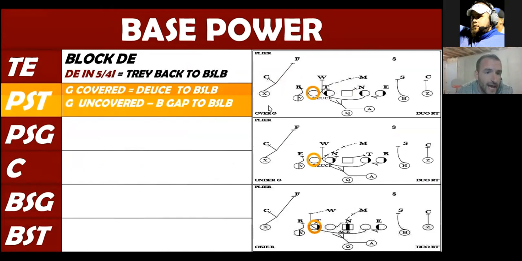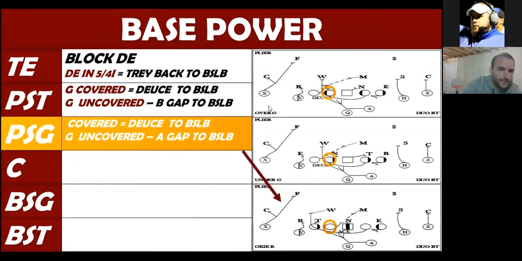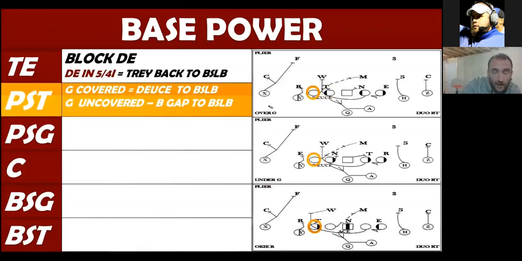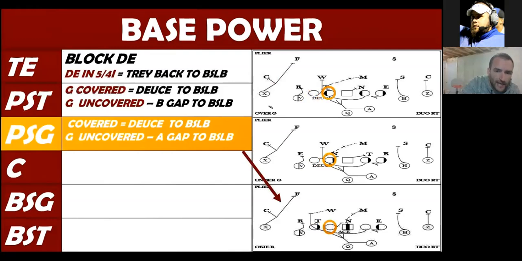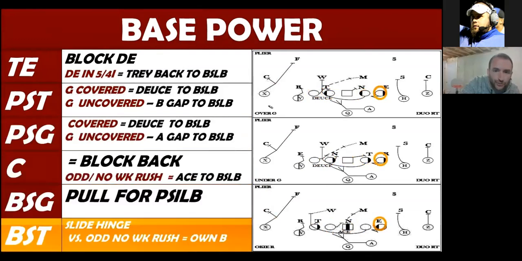The play side tackle, if the guard was covered, would reduce the backside linebacker. If he was uncovered, he would attack the B gap and work to the backside linebacker. The play side guard, if he was covered, would deuce with the tackle to the backside linebacker. If he was uncovered, he'd work to the A gap to the backside linebacker. The center would block back. The guard would pull for the play side backer, and the tackle would slide hinge. Traditional. The reason I'm going over this is it will carry over in all the variations that we go through today.